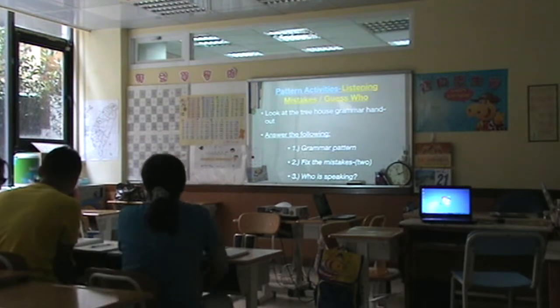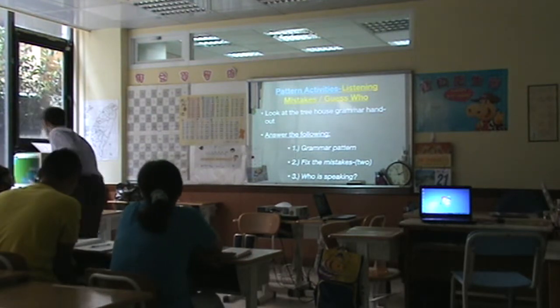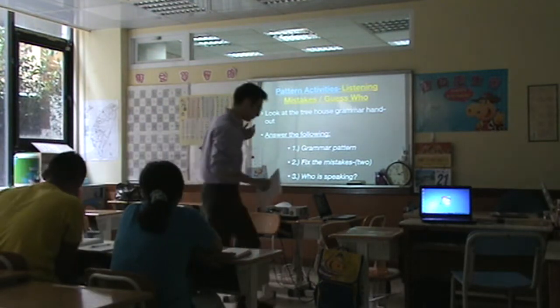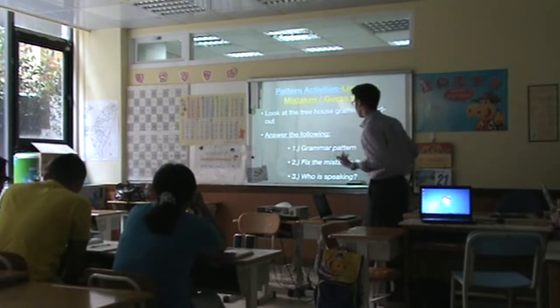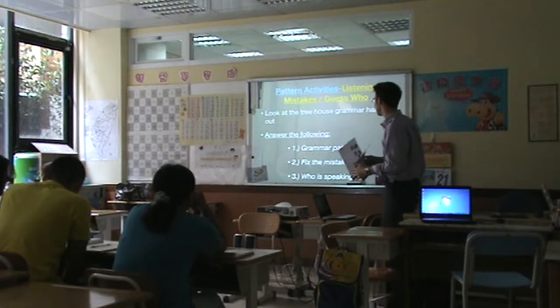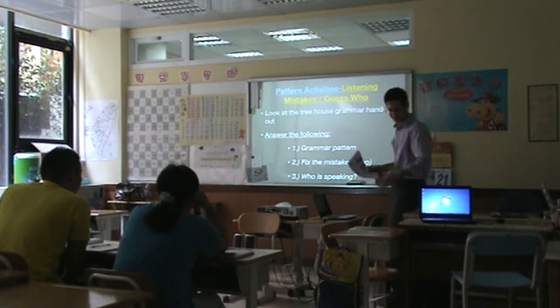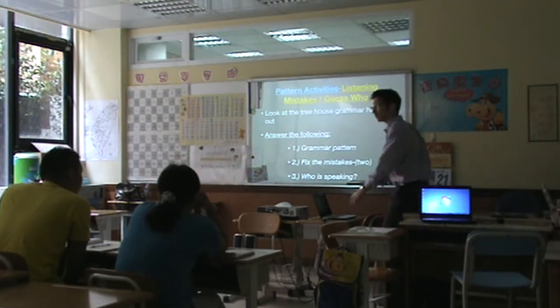So what I would like you to do is, can you tell me what the grammar pattern is? Can you fix the mistake? There are 2 of them, and who is speaking? Now, at Chungher, they won't know this person, but people here will know, right?